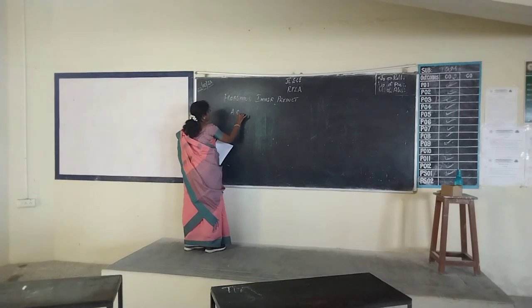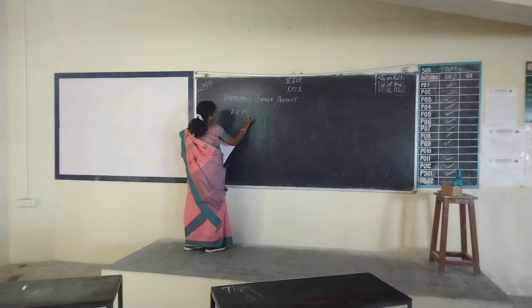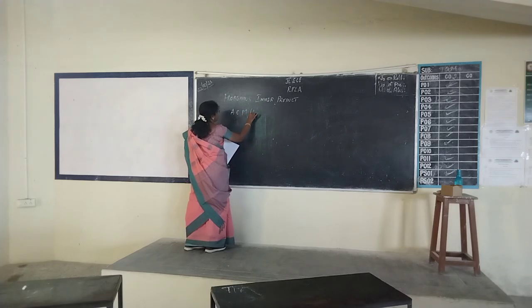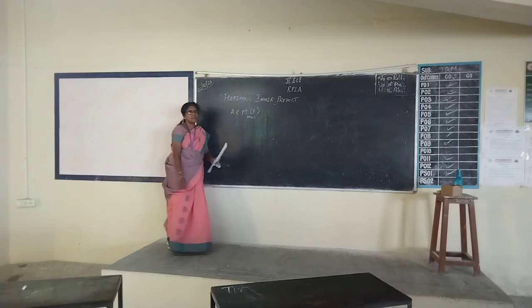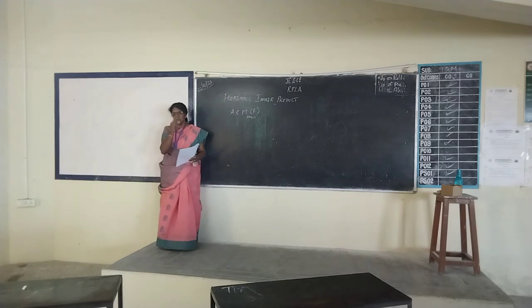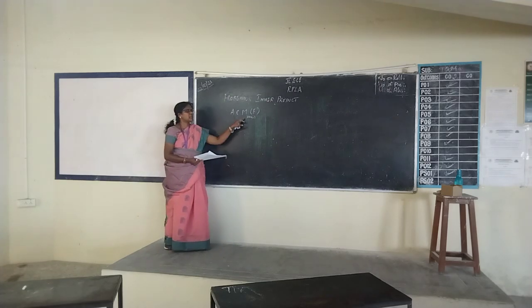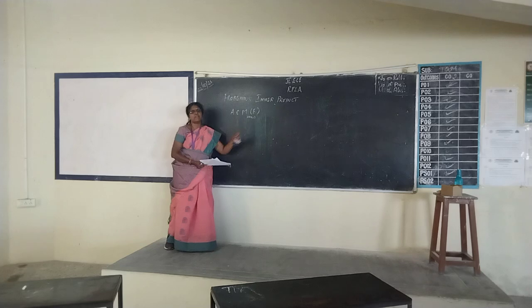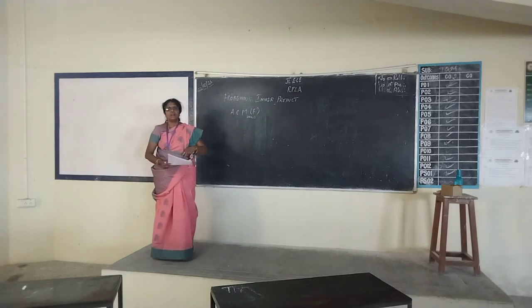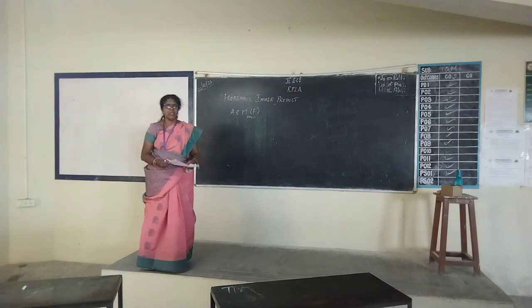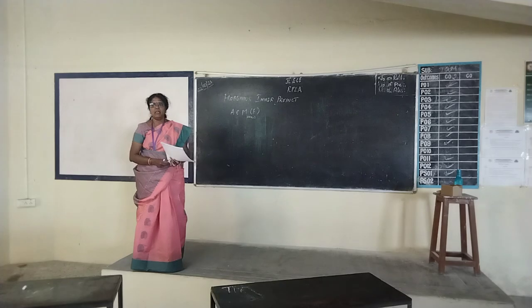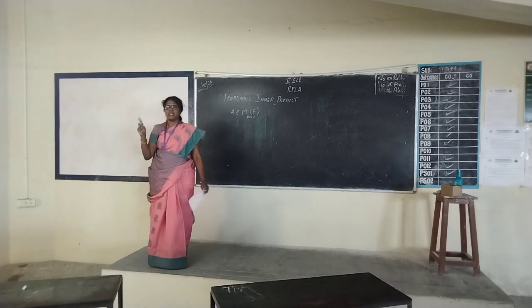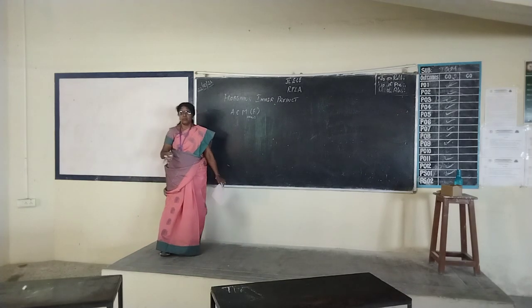Let A belong to M by N of F. So what is the meaning of this notation, ma'am? Set of all matrices with M rows and N columns. What does F indicate? All the elements will be from the field. It may be real numbers or complex numbers. F is general, it is a field. The field can be anything.